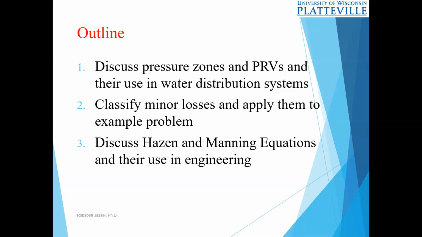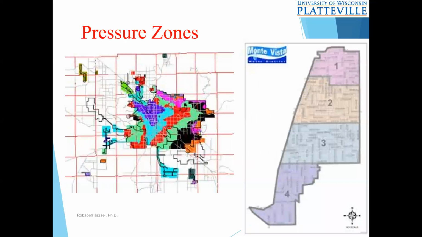We learn about pressure zones, minor losses, and the Hazen-Williams and Manning equations to be able to design a piping system, find a pressure drop, or design a pump, whatever the problem asks us or whatever we need to find in our engineering career. All right, so let's see what a pressure zone is. Maybe in a water distribution map, you see different colors. What does it mean, these colors here and there, or sometimes you see zone 1, zone 2, zone 3, zone 4? These are the pressure zones.